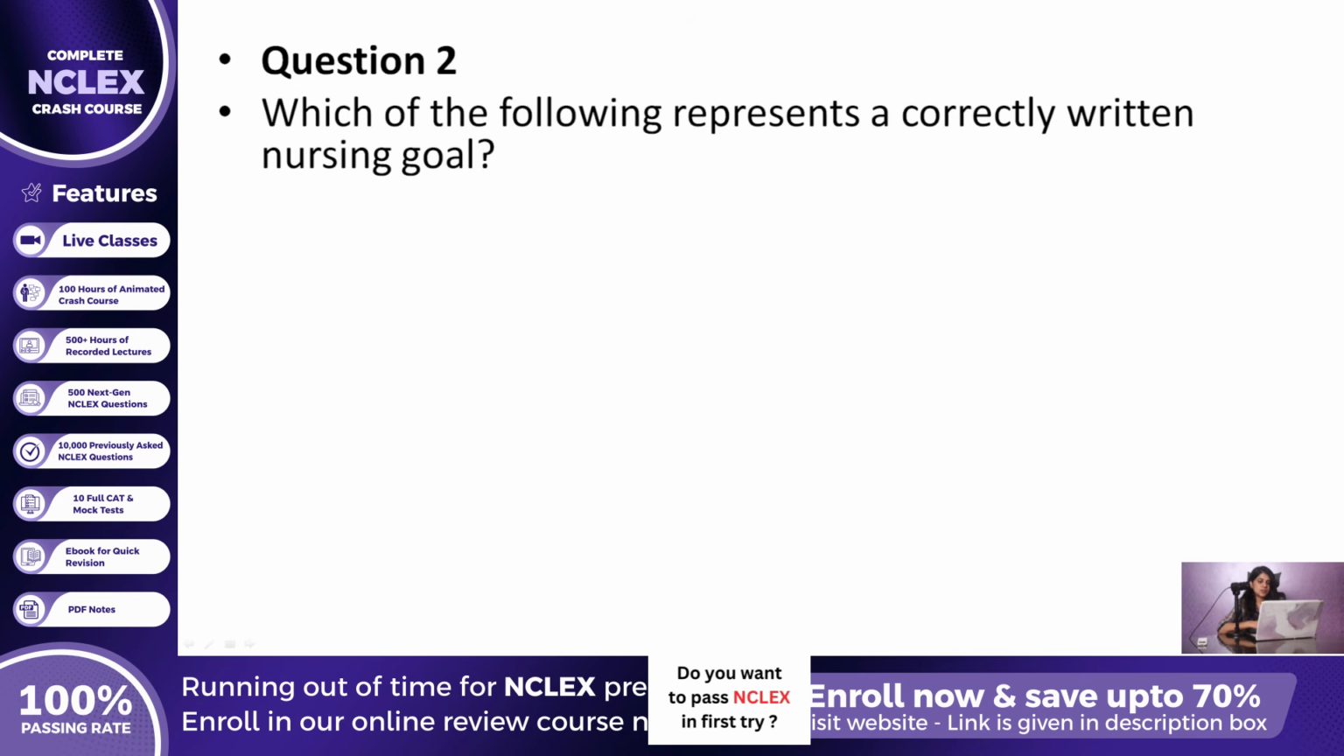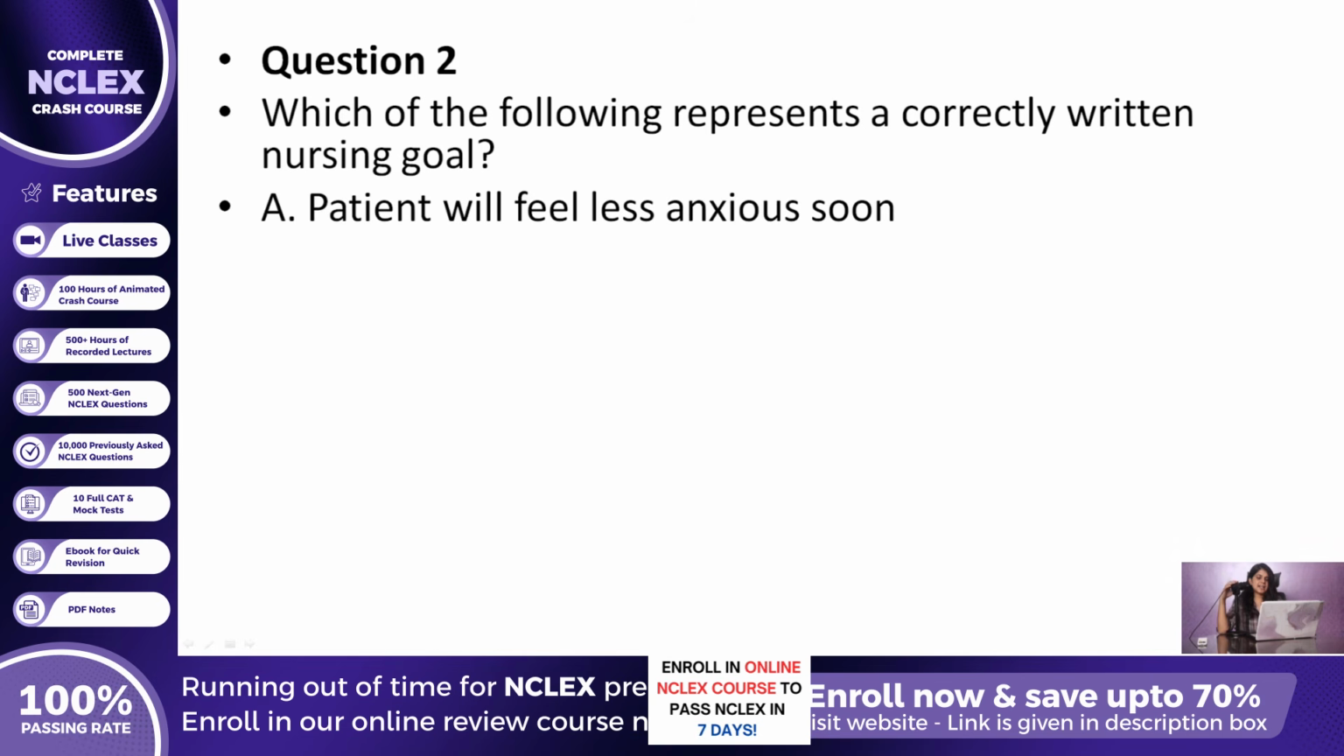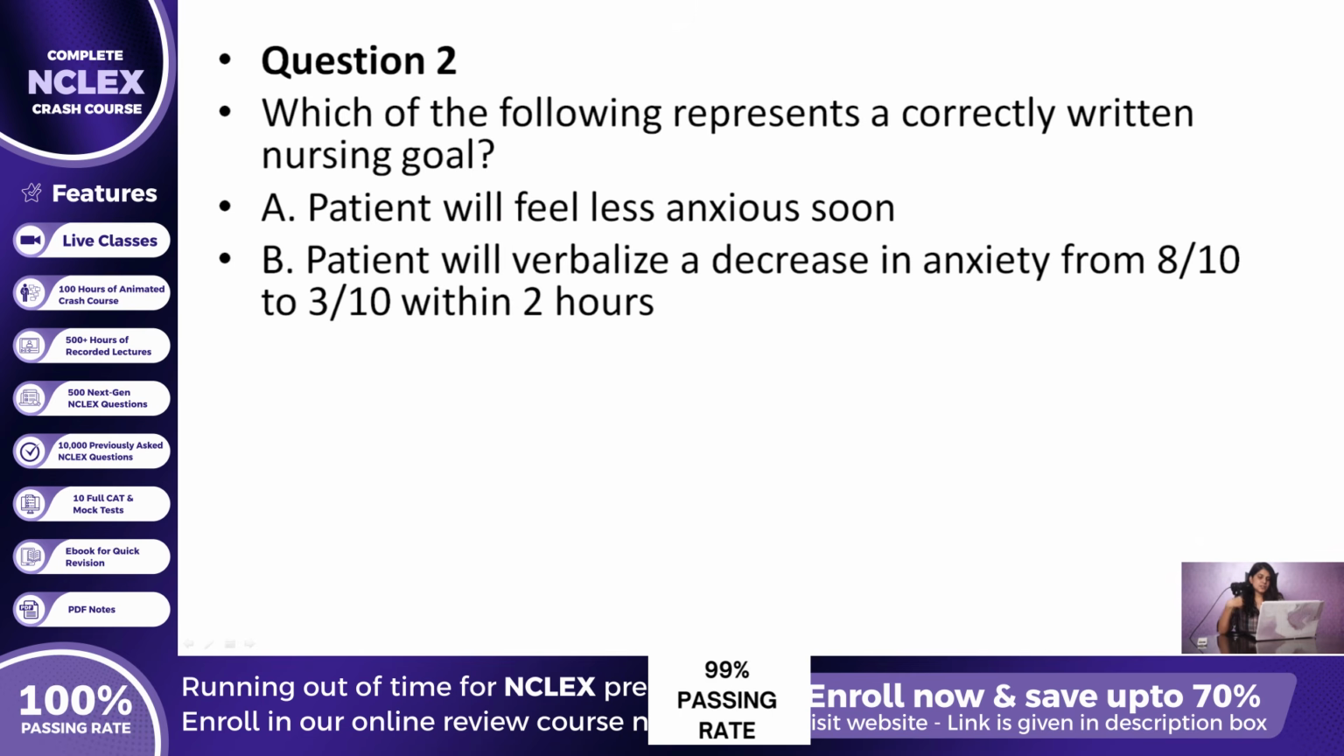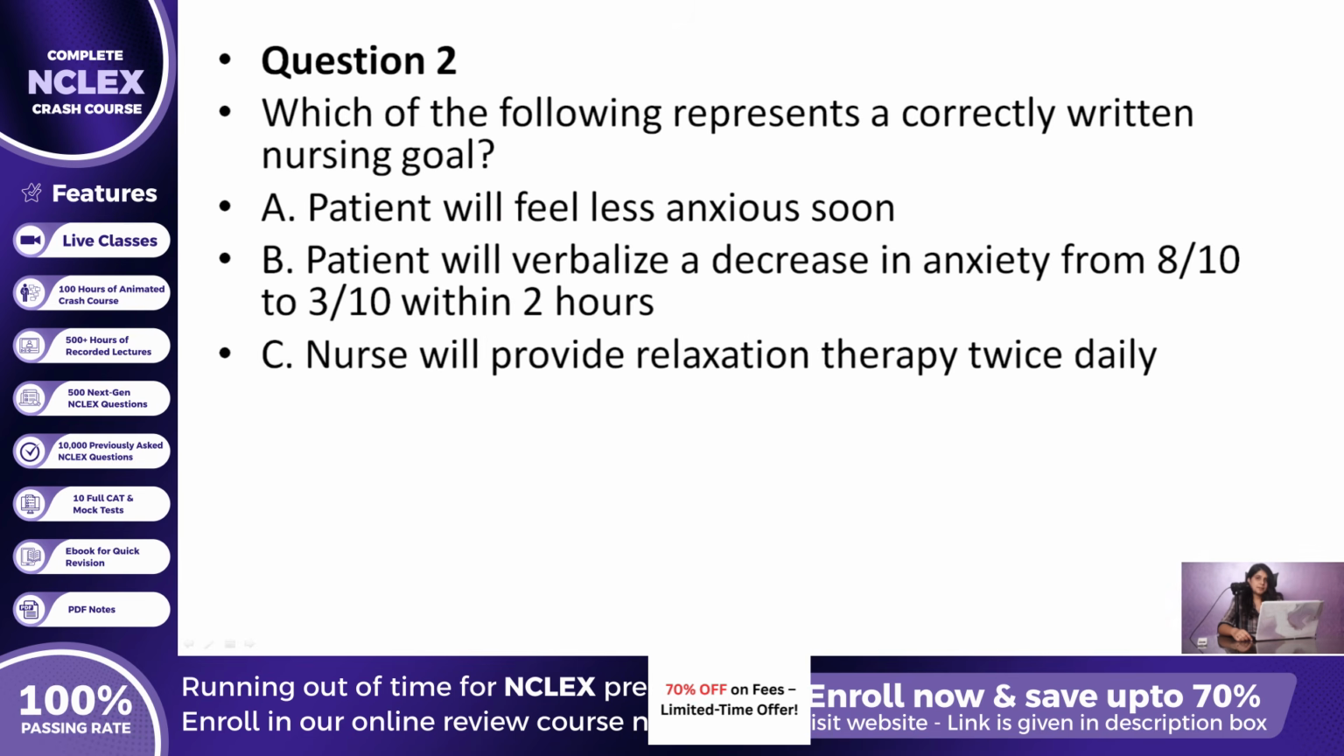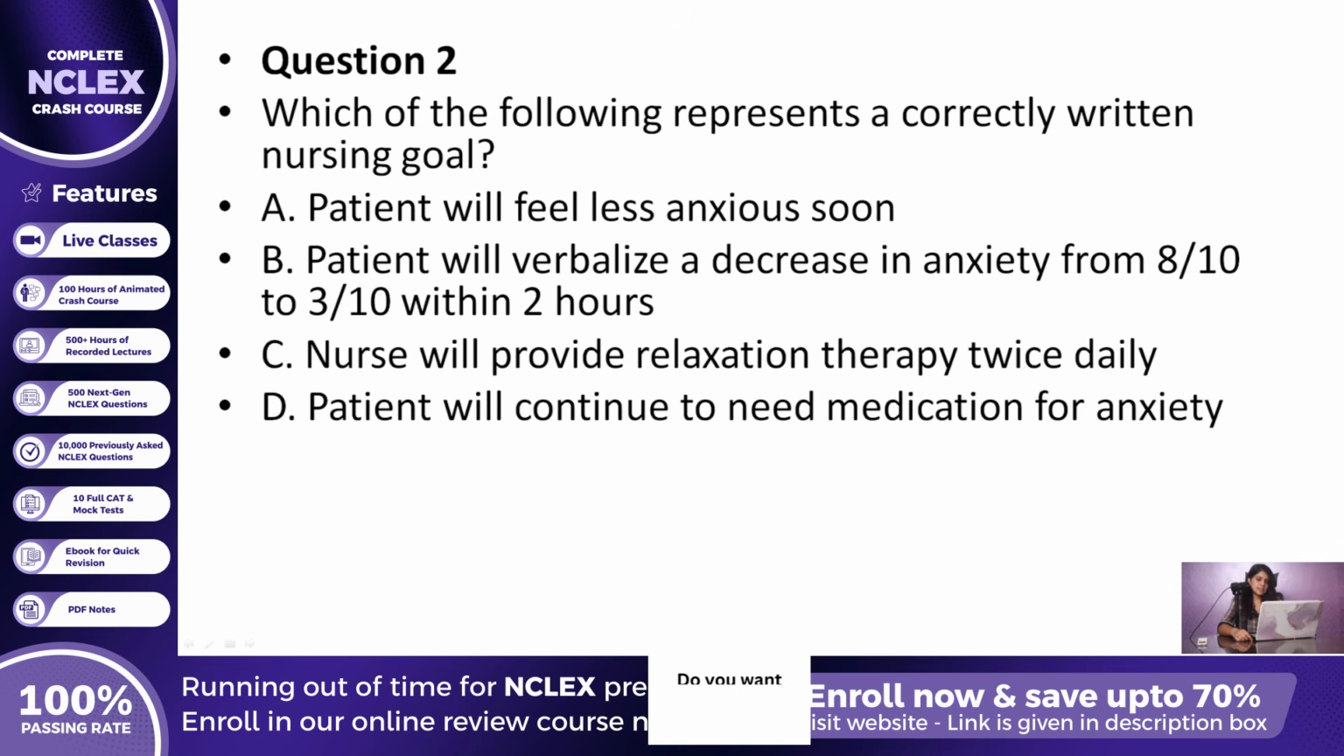Which of the following represents a correctly written nursing goal? Option A, patient will feel less anxious soon. Option B, patient will verbalize a decrease in anxiety from 8 out of 10 to 3 out of 10 within 2 hours. Option C, nurse will provide relaxation therapy twice daily. Option D, patient will continue to need medication for anxiety.